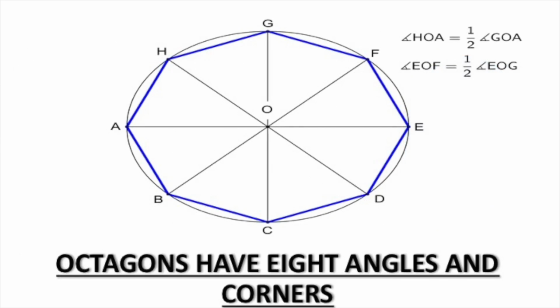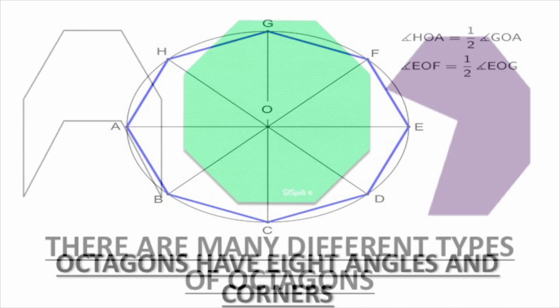Octagons have 8 angles and corners. And we can sometimes label them with letters: A, B, C, D, E, F, G, H. So we can label the angles with letters if ever we need to tell them apart.